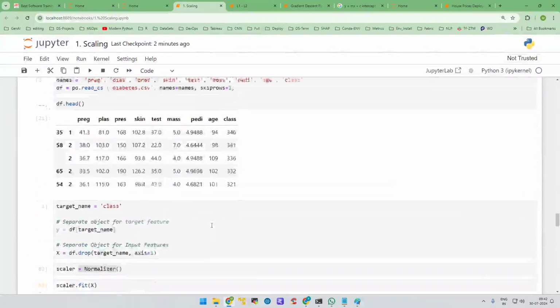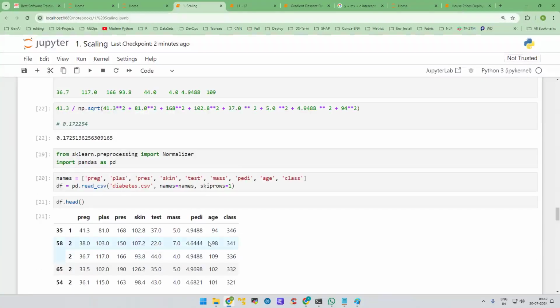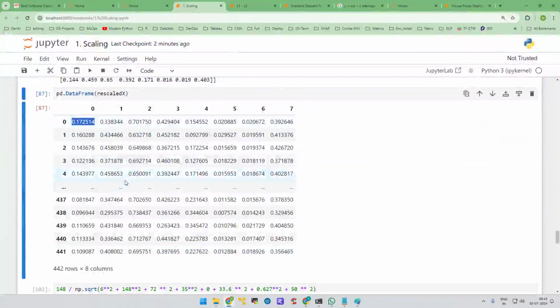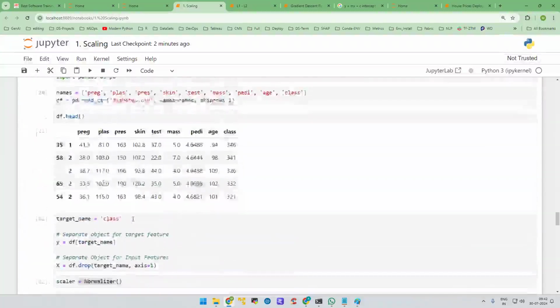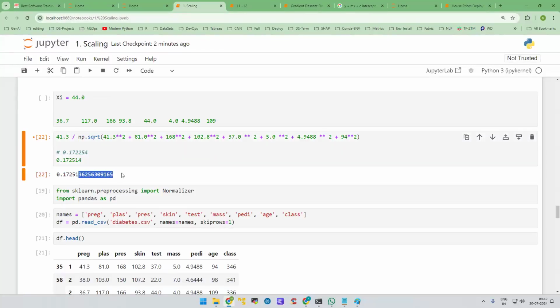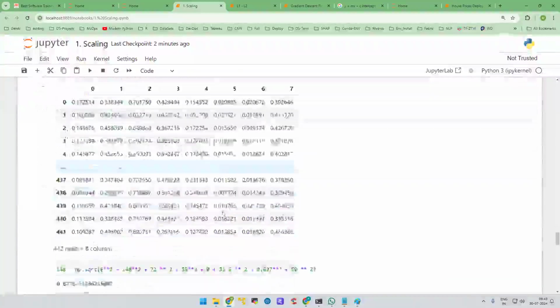Which column is that? Which column did we apply it on? 41.3. So, yeah, this one. Pregnancy, the first value, preg and first value, right? 0.172514. Let me copy this and cross check. Where is that? 0.172514, 0.172536. Because the precision is much larger, it's quite obvious that 36 would have been rounded to 4. Right? Fine. I hope you got the point. You can cross check other values too. That's not a big deal.